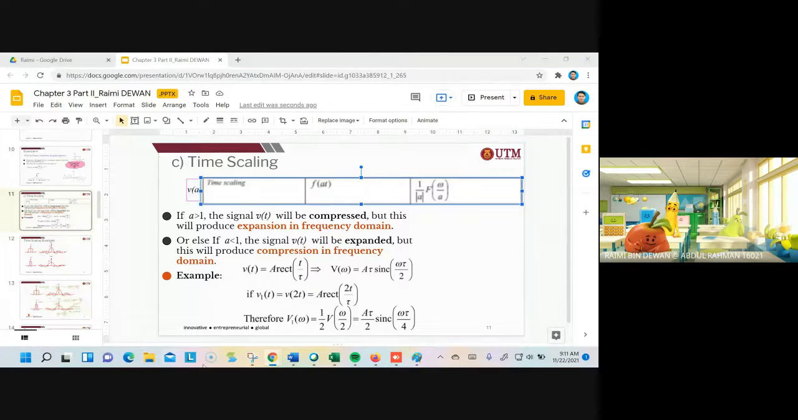So A tau sinc of omega tau over 4, because the initial equation without the time scaling is already divided by 2. Now we divide again by 2. That's why we have division by 4.